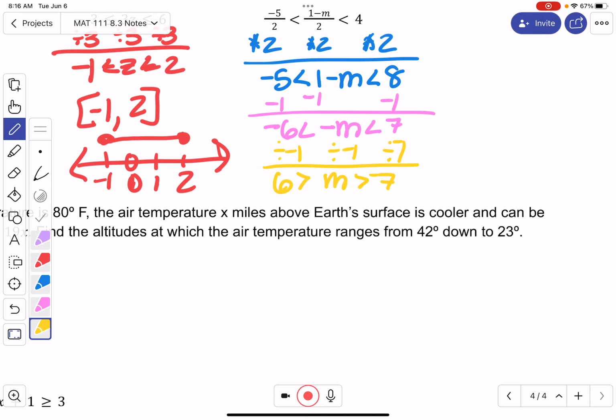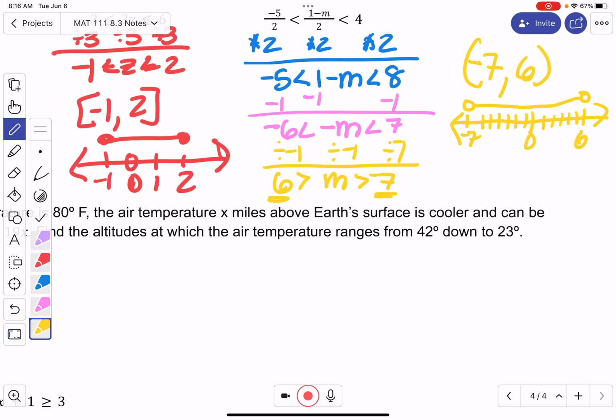So if I were to write this, our lowest is actually negative 7, and our highest is 6. So that would be our interval notation. And then on a number line, 6, 5, 4, 3, 2, 1, 0, 1, 2, 3, 4, 5, 6. We would have open circles because of the parentheses and connect it.